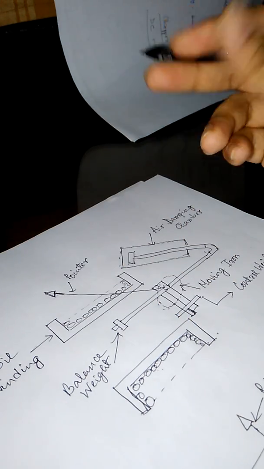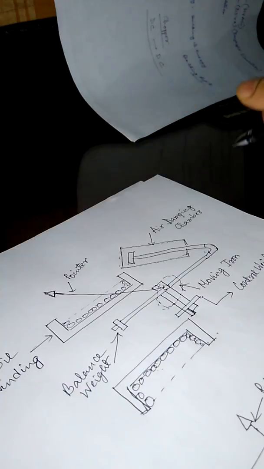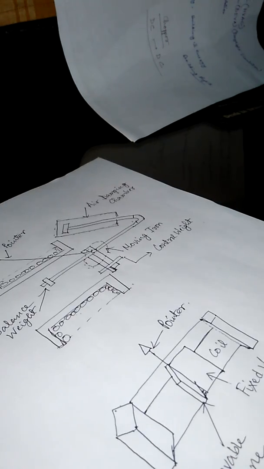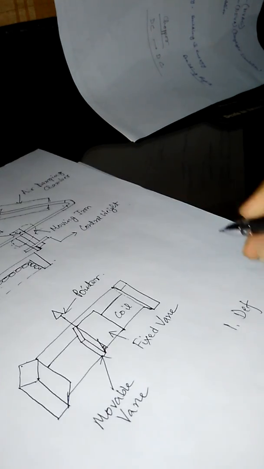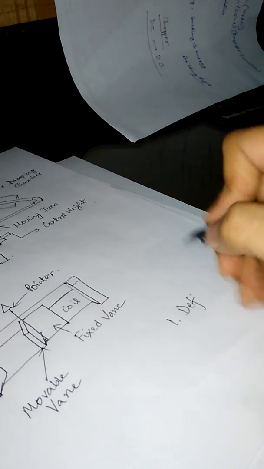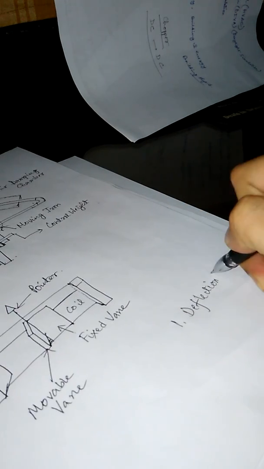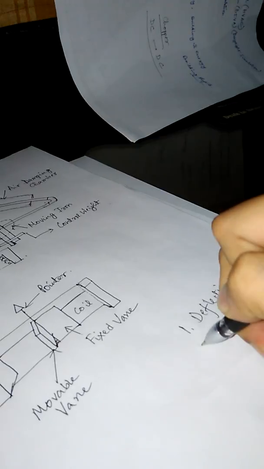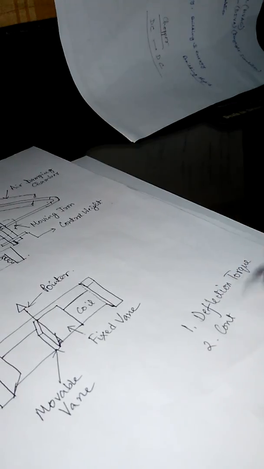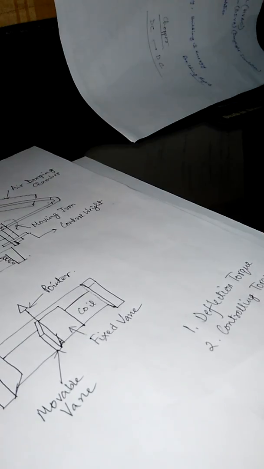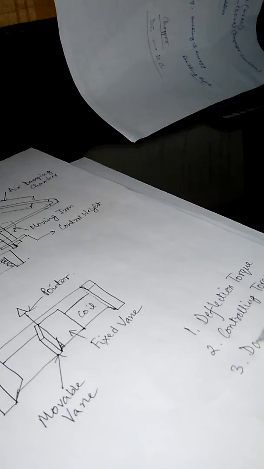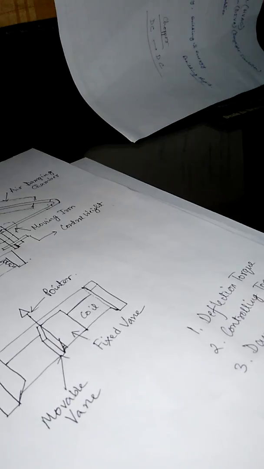That means there is a deflection torque. We know that in a deflection type instrument, three types of torque actually act. One is deflection torque, another is controlling torque, and number three is damping torque.